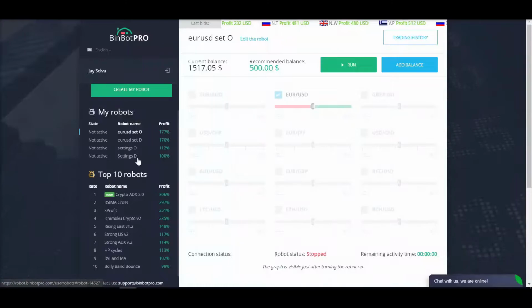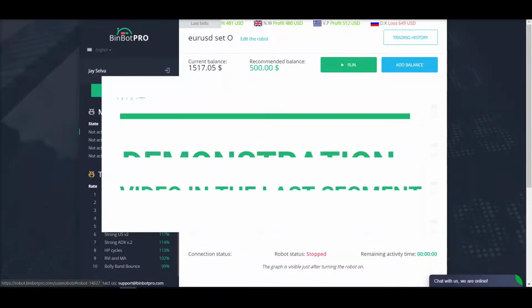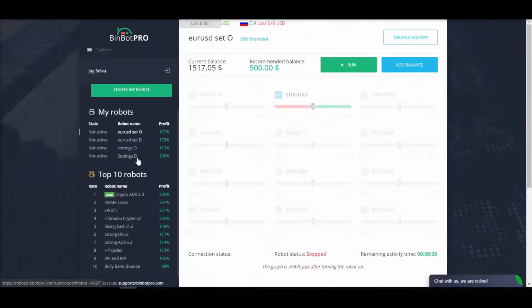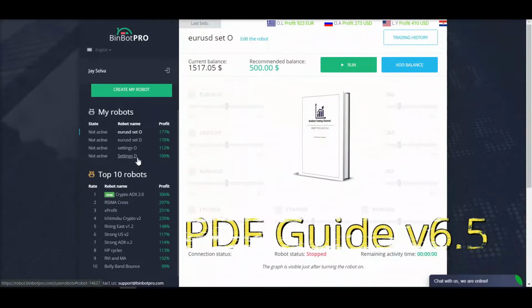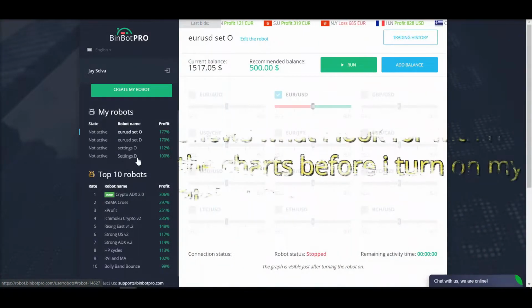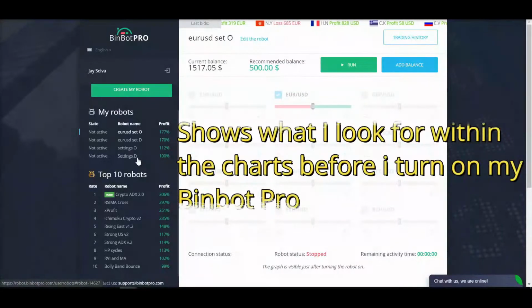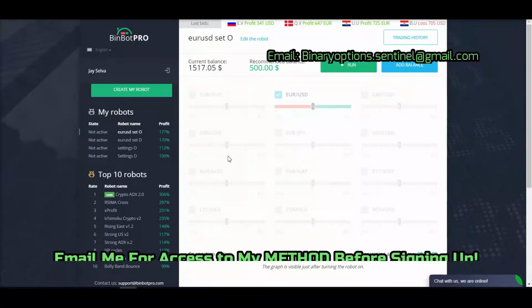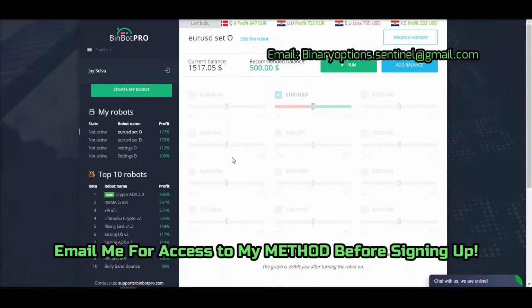I will include some demonstration in the second half of the video that serves as a tutorial. In fact, for subscribers that already have my guide, we are at PDF v6.5 right now. It will actually show what I look for within the charts to decide when to turn on the robot, and also how to choose which settings to use. As you can see, I have two different settings for various market scenarios.